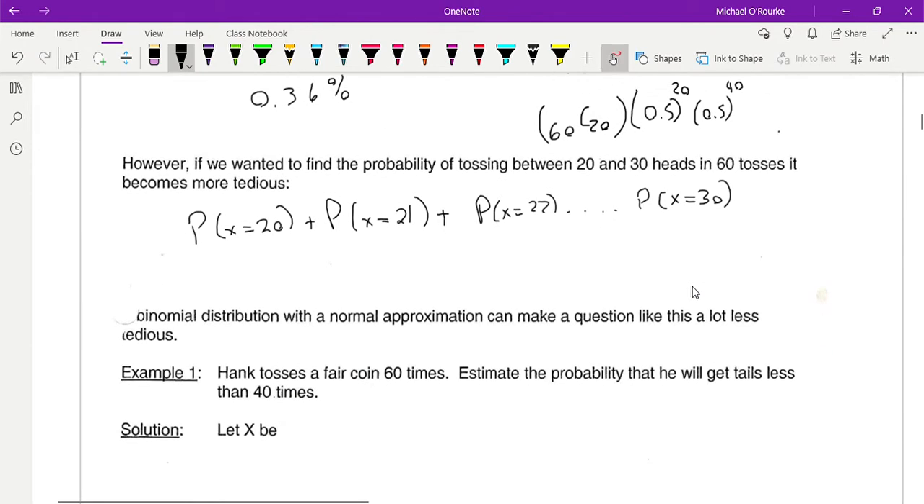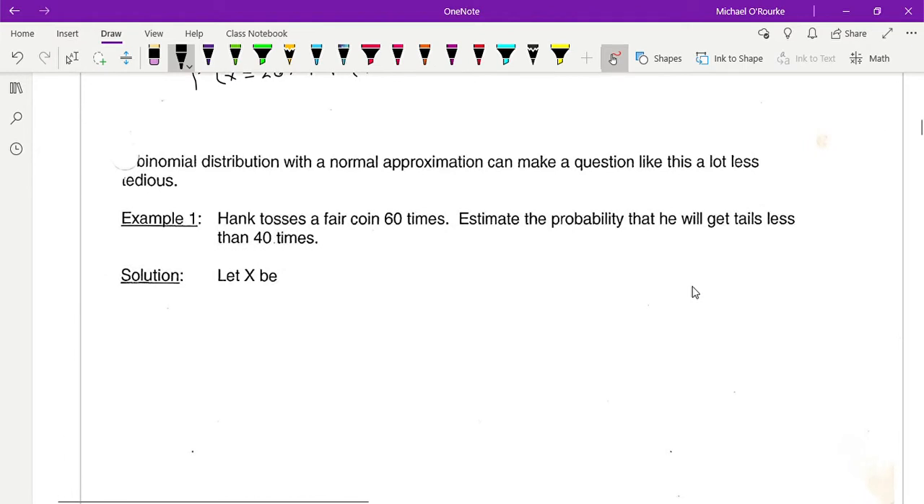What we could do is flash back to our Z-score. Everyone's so excited.